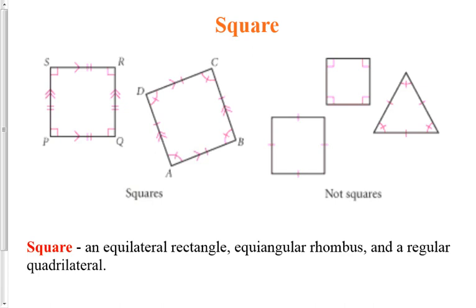And finally, the square. On the left, 2 examples of squares. On the right, 3 examples of polygons that are not squares. The definition of a square: an equilateral rectangle, or an equiangular rhombus, or a regular quadrilateral.